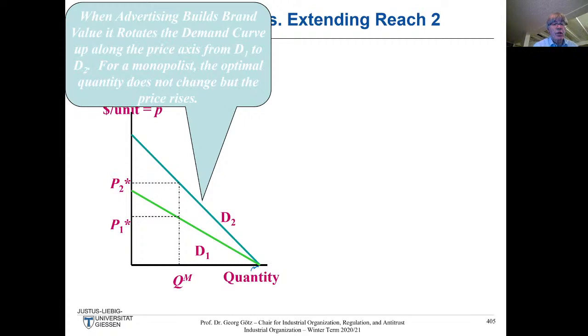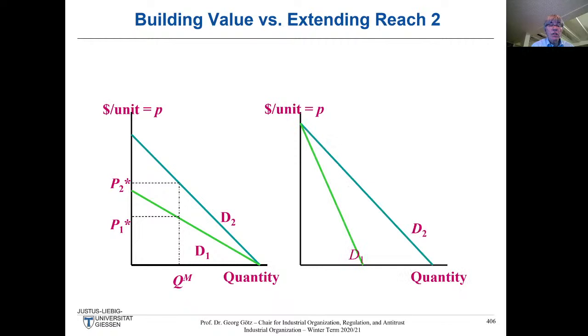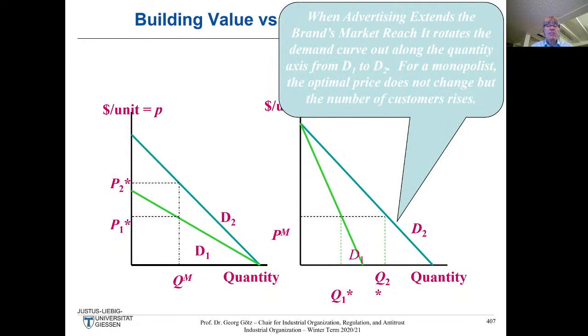The second case is this extending reach. This is very much like the case where the willingness to pay of the marginal consumer increased more. Here it's the marginal consumer, whereas before it was the inframarginal consumer whose willingness to pay increased more. And you just see we now get more consumers of the same type. It's just like if you add a second consumer group with the same type distribution. And what you see here, the elasticity wouldn't change and we get the same price but just sell more. Okay, that's what we get here. Advertising extends the brand's market reach.